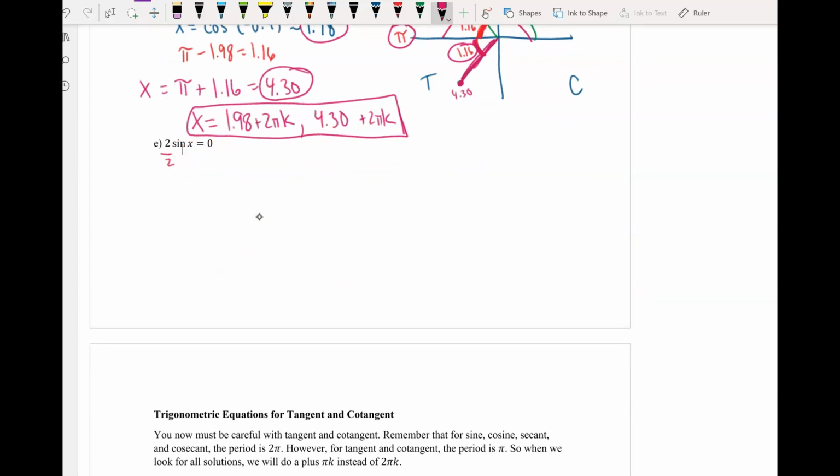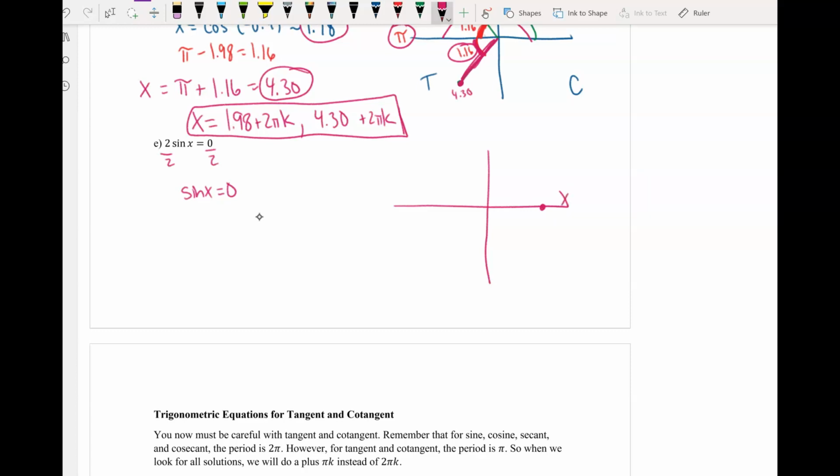So I'm going to divide by 2. So I get sine x is equal to 0. Again, we're looking for all solutions. Okay, so we got to think about where exactly is sine of x equal to 0. Well, sine of x, in this case, if you think about the quadrantal angles, sine is going to be 0 here at theta, well, let's write x.